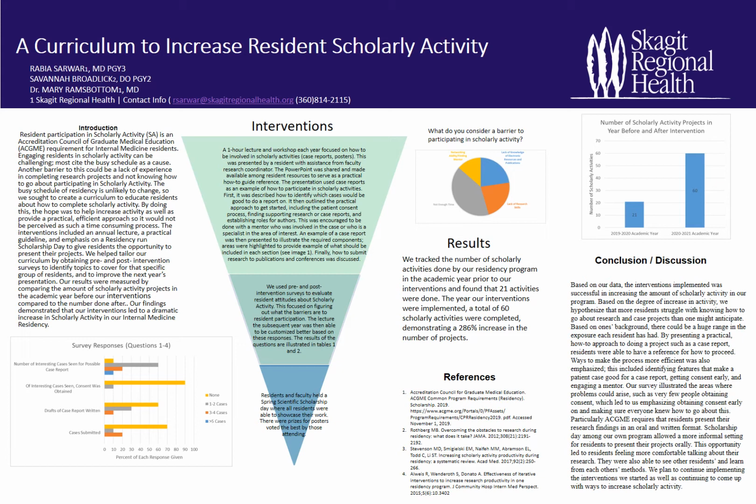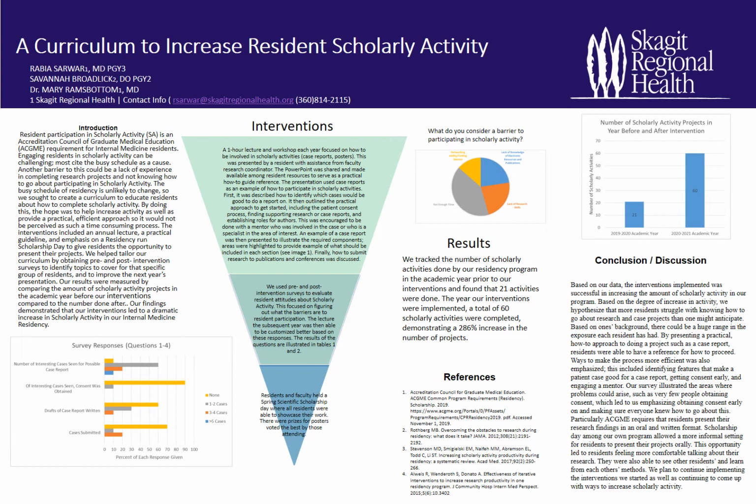Overall, our findings demonstrated that our interventions led to a dramatic increase in scholarly activity in our internal medicine residency program. As you can see, from the 2019 to 2020 academic year, the number of scholarly activities submitted was 21, which increased to 60 in the 2020 to 2021 year and has been increasing this year as well. So we tracked the number of scholarly activities done by the residency program in the academic year prior to our interventions and found that 21 activities were done. The year our interventions were implemented, a total of 60 scholarly activities were completed, demonstrating a 286% increase in number of projects. So based on our quality improvement project results, we concluded that the interventions implemented were successful in increasing the amount of scholarly activity in our program.